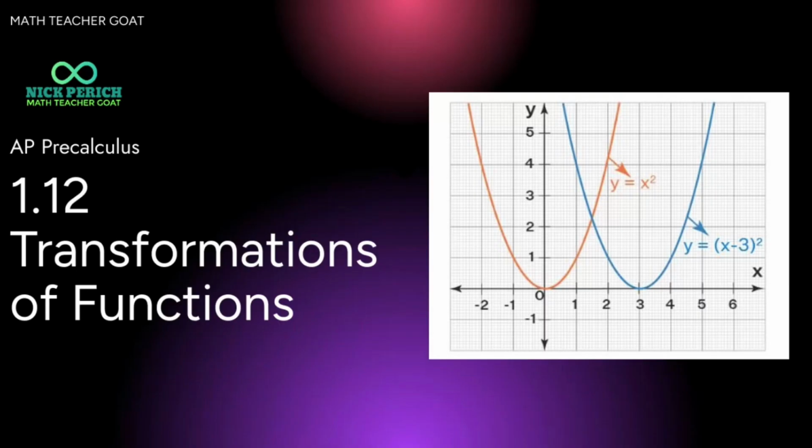Now, 1.11 was probably the grossest lesson in all of Unit 1. 1.12 is my least favorite lesson in all of Unit 1. So buckle up, we're doing two things in a row that I don't like. So that's all right. We'll get over it. It's not all about me, except that it mostly is.